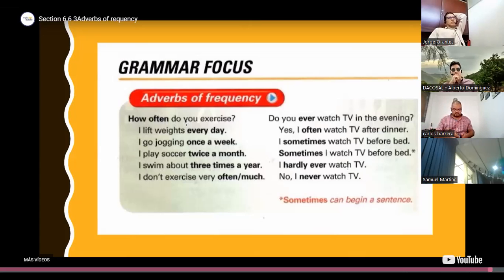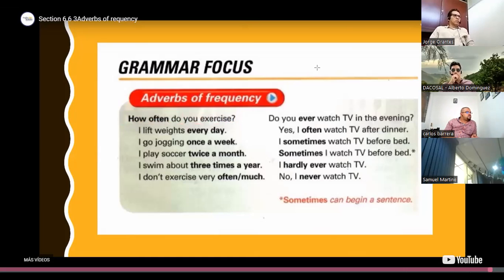Look, how do we make questions to ask about frequency? How often do? Tenemos un auxiliar, how often do? Para las personas, I, you, we, and they. And remember, we are going to have the auxiliary does for the subjects, he, she, and it. But let's concentrate in this one. How often do you exercise? These are personal questions. Okay.